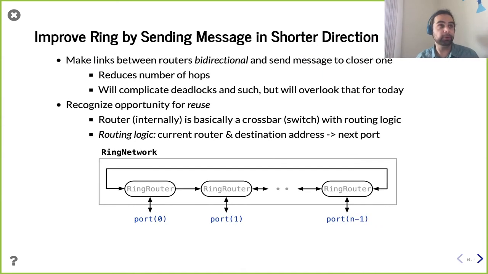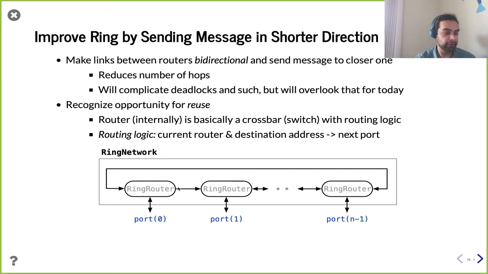As could obviously be desired, maybe you want to send messages in either direction, right? Because that'll be fewer hops, if you have to always go all the way around. At worst case, you get to do n minus one hops, right? So you'd rather send messages in both directions.